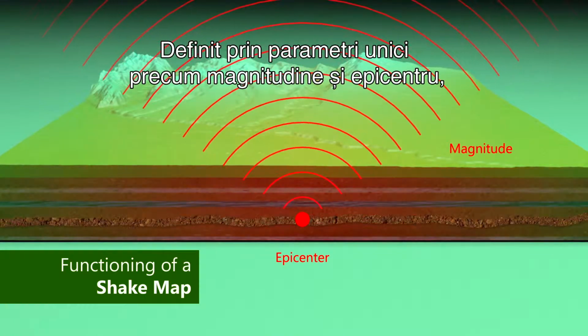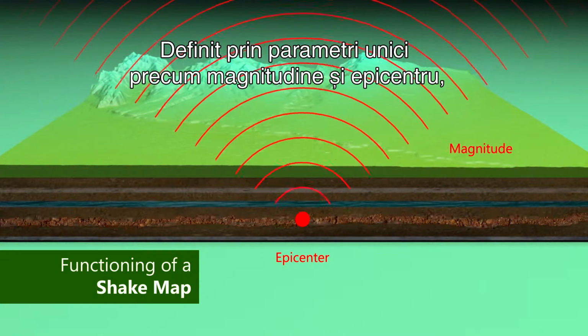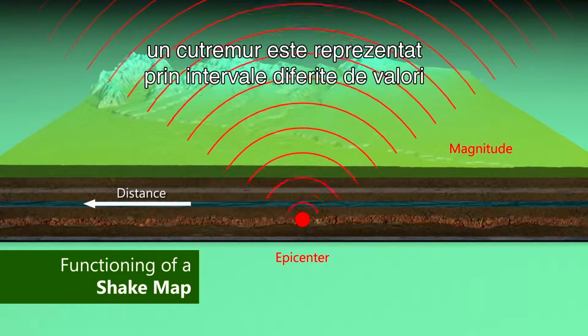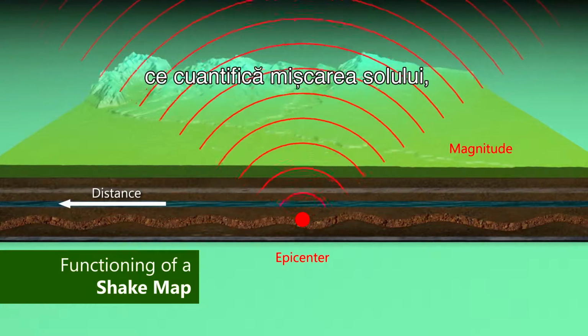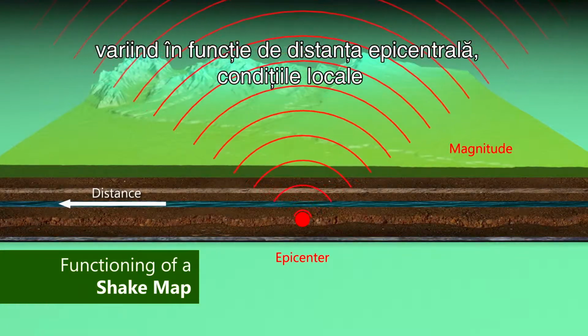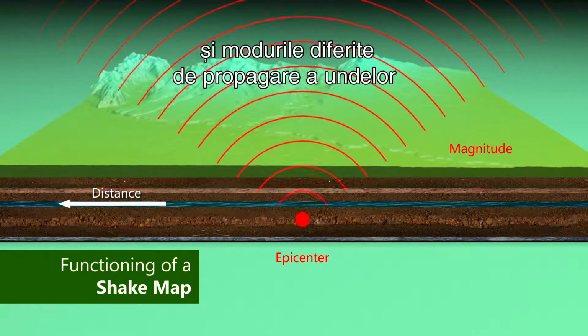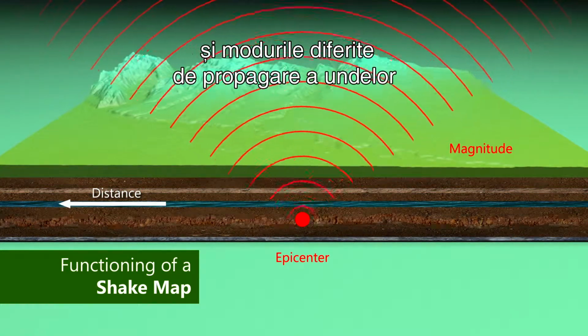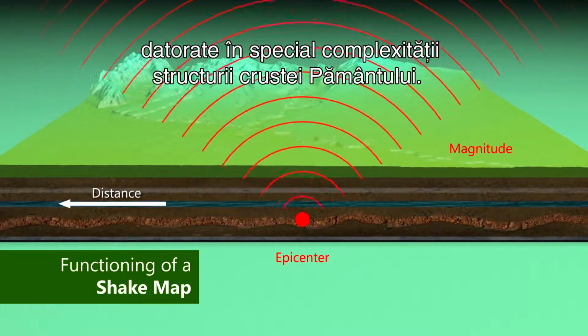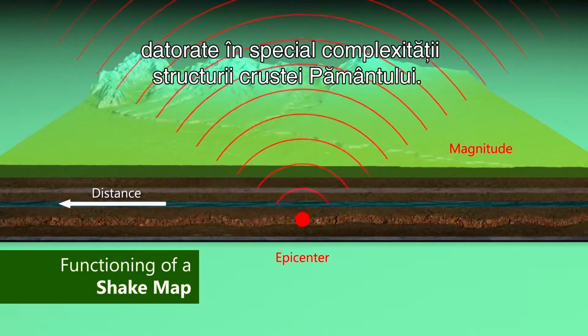So, while an earthquake has one magnitude and one epicenter, it produces a range of ground shaking levels at sites throughout the region, depending on the distance from the earthquake, the rock and soil conditions, and the variations in the propagation of seismic waves from the earthquake due to complexities in the structure of the Earth's crust.